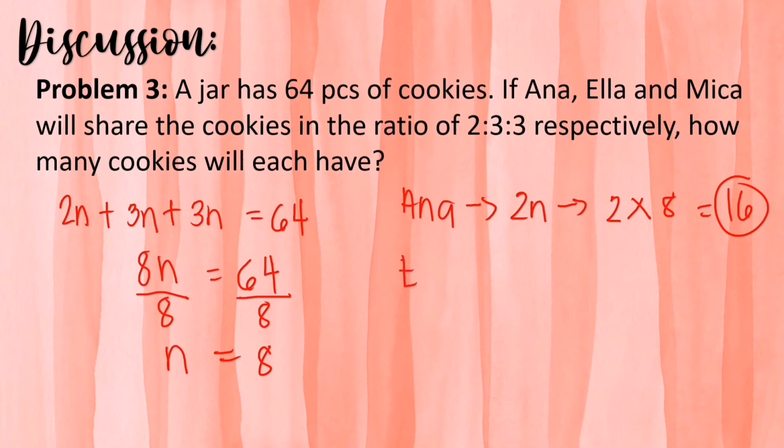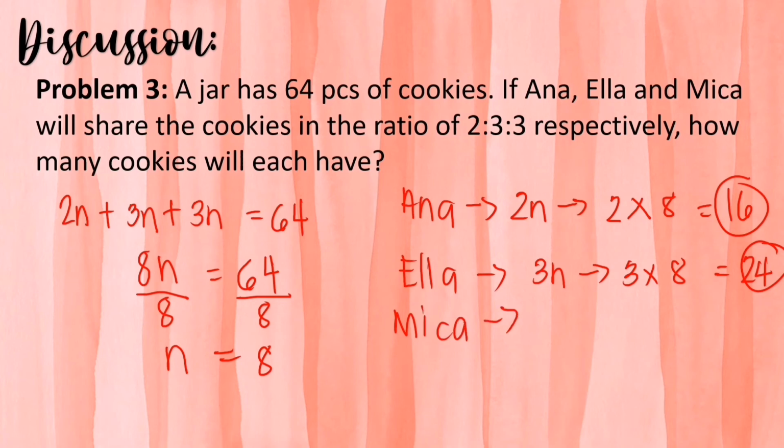Kay Ella naman, ang part niya ay 3n, or 3 times the value of cookies, which is 8. 3 times 8 is equal to 24. Ibig sabihin, ang kay Ella ay 24 cookies, same as with Mika, dahil pareho silang, ang part nila ay 3n. So, 3 times 8 is equal to 24 cookies.